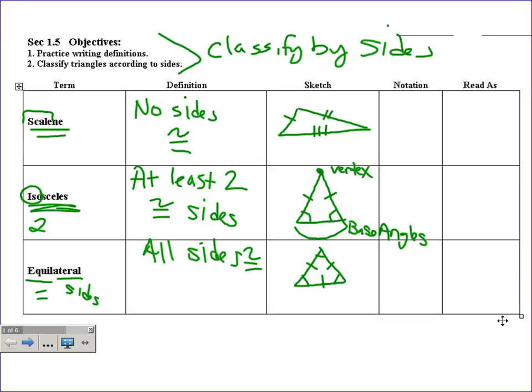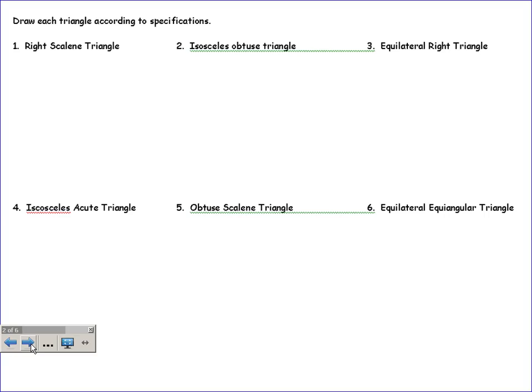Is everybody okay with this? Everybody has these down? All right. Going once, going twice. Okay. Now what we need to do on the back side of this is we actually need to draw each triangle according to the specifications. And what we'll notice is that they'll actually give us two specific things to talk about.